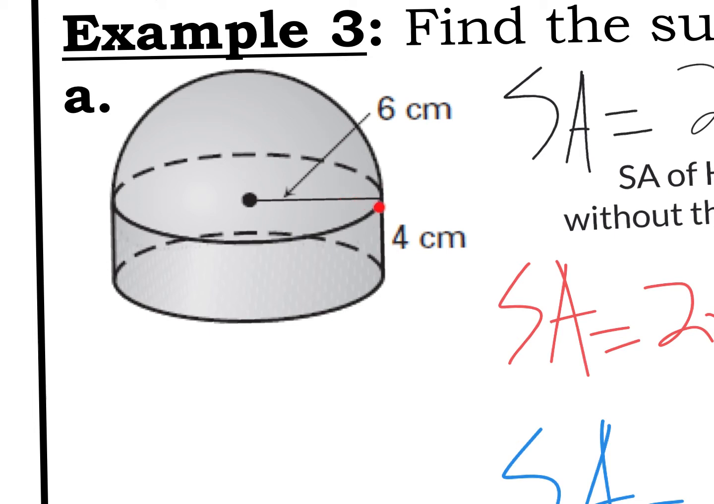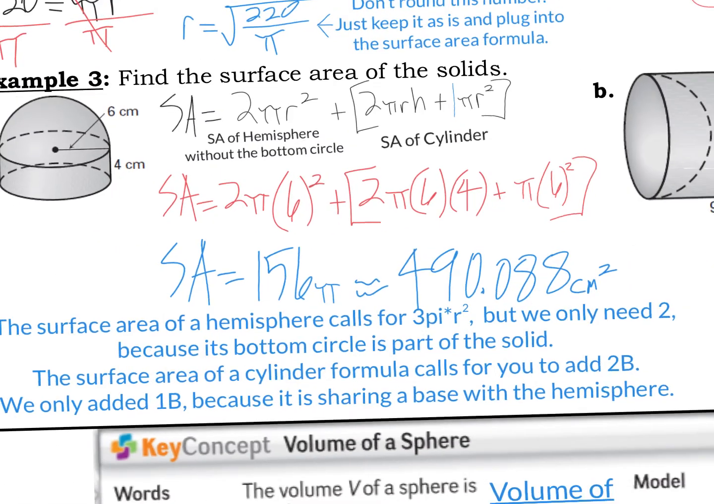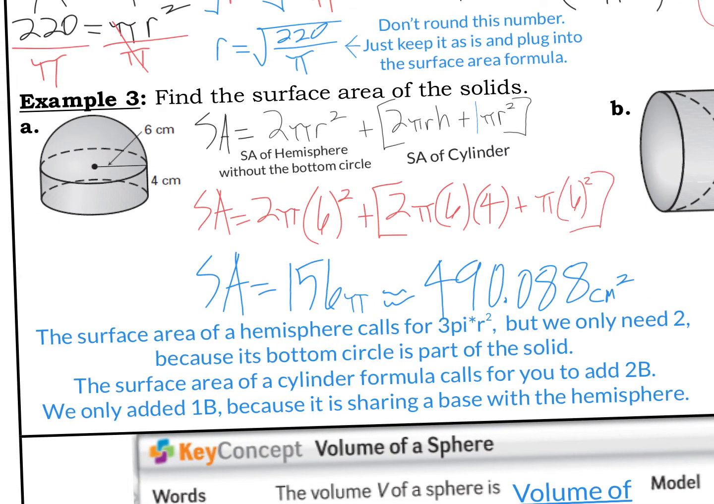But the top circle of the cylinder is part of this hemisphere, and the bottom circle of this hemisphere is part of this cylinder. So what I'm trying to get at is you need to remove the area of the circle from your hemisphere, and you need to remove the area of one of your circles from your cylinder because they are touching. You can only touch this upper part of the hemisphere and the bottom part of the cylinder, if you will. So I hope that makes sense. I did put this note right there. Maybe you want to pause the video and read it yourself, but I essentially just explained that.